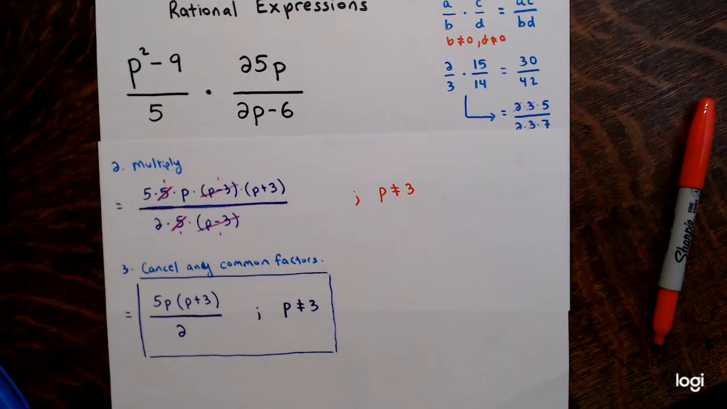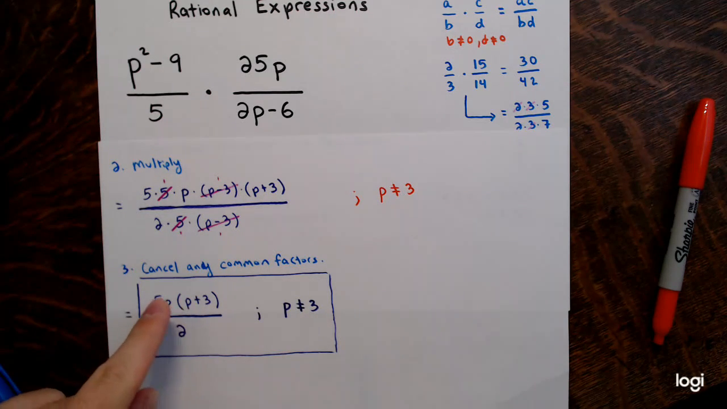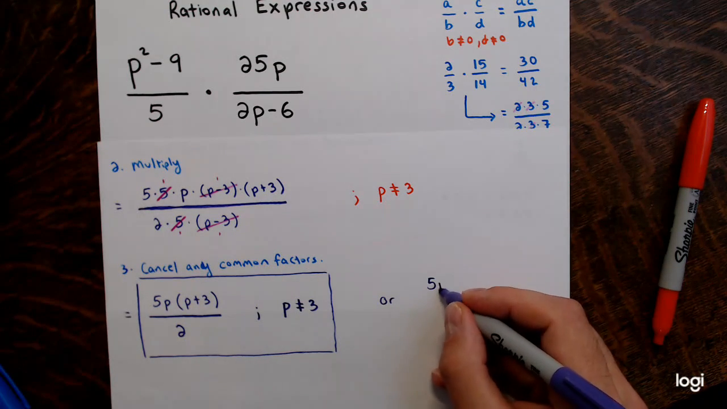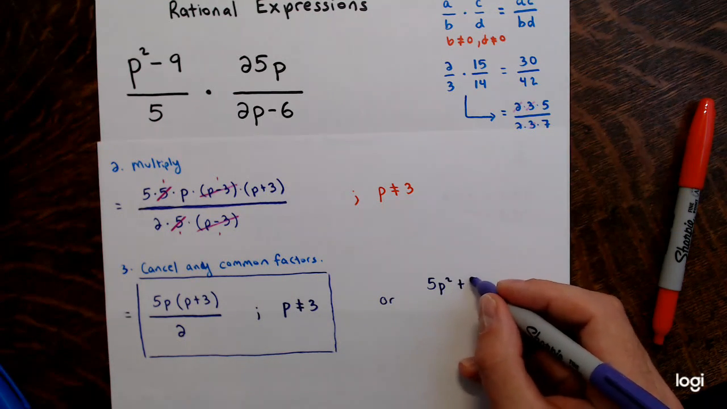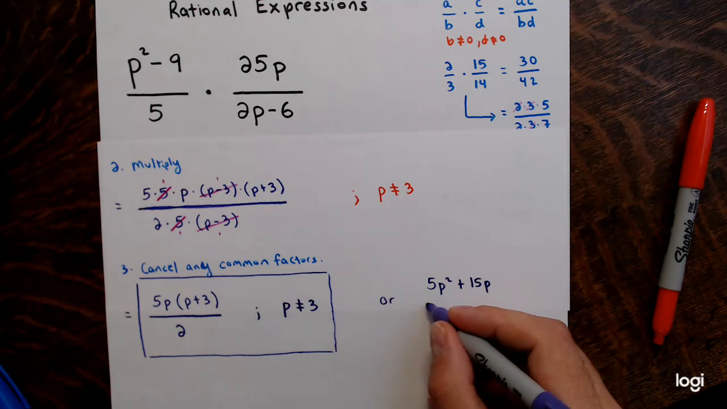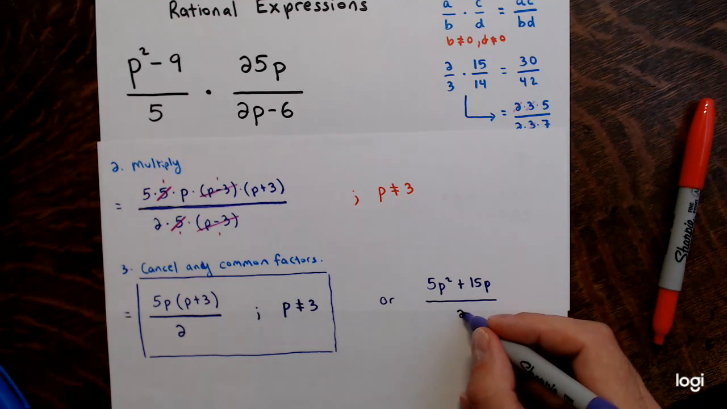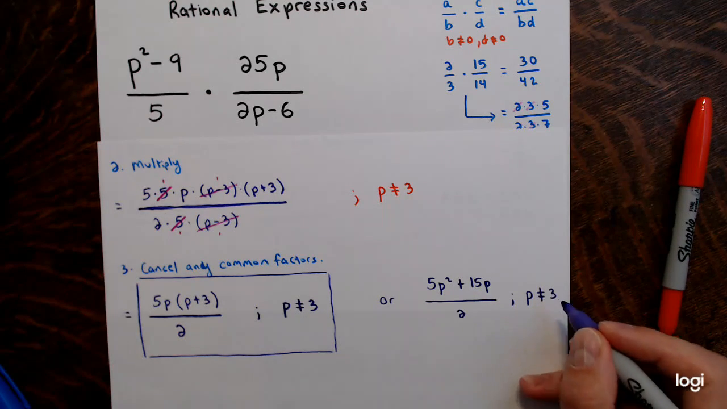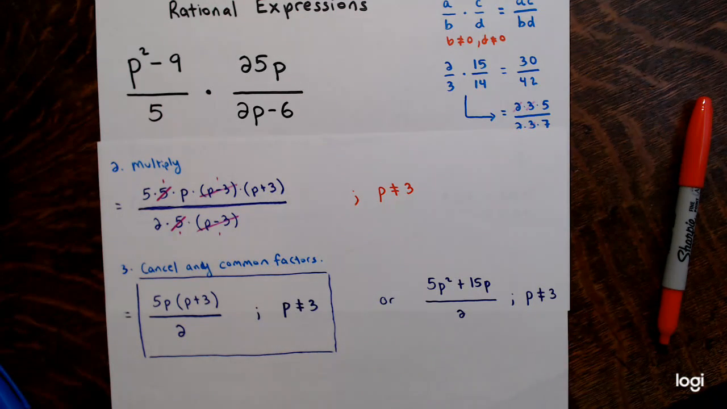Now, if you'd like, you can get rid of the parentheses by distributing. Take 5p times p, so 5p squared, plus 5p times 3, making it 15p. So you could also have written it this way: 5p squared plus 15p in the numerator, all of that divided by 2 in the denominator. But again, make a note from earlier on that p cannot be 3.